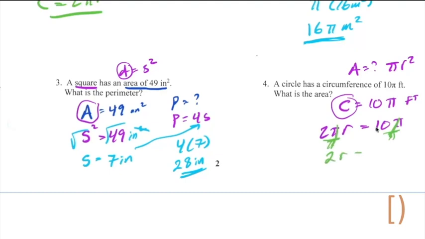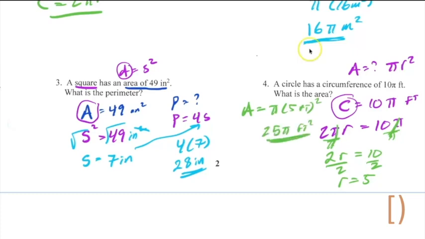We have 2r equals 10. And all we have to do is divide by 2. So r equals 5. Now that we know the radius, that's all you need to do. If you know the radius, you just have to substitute it in. So my area is going to be pi times 5 feet squared. 5 times 5 is 25 pi feet squared. And there you go. That's the lesson.